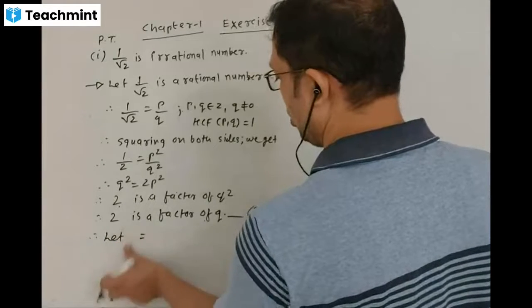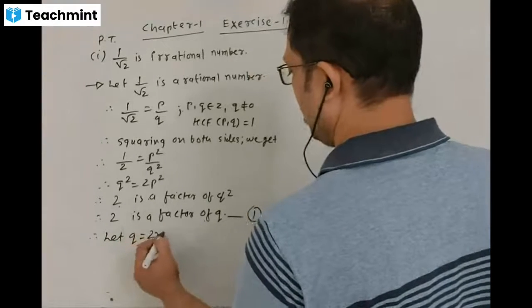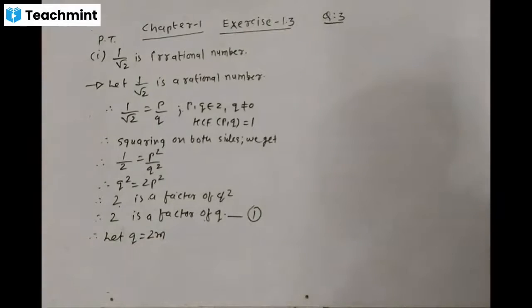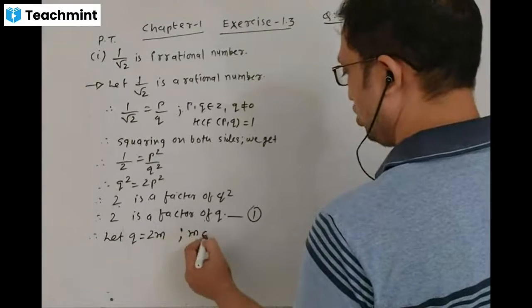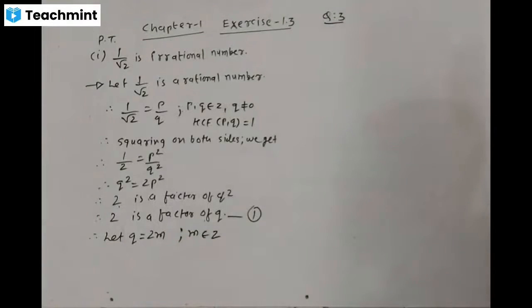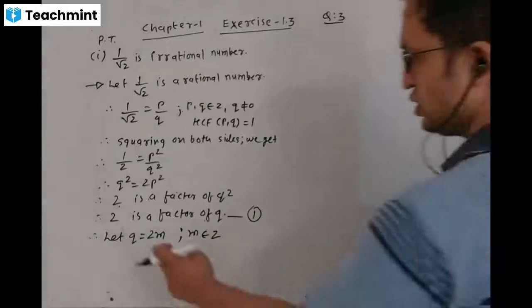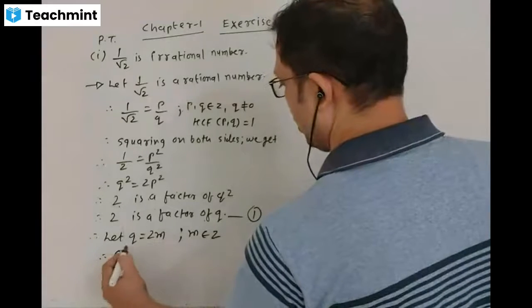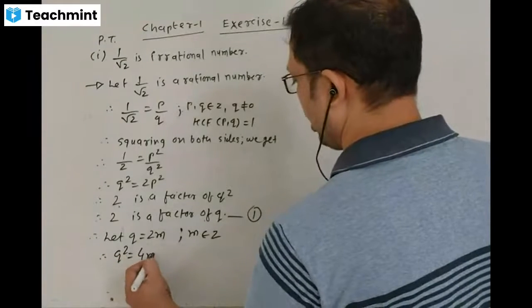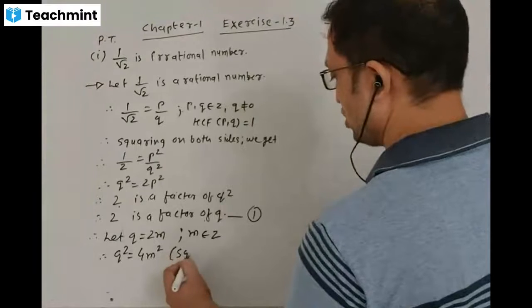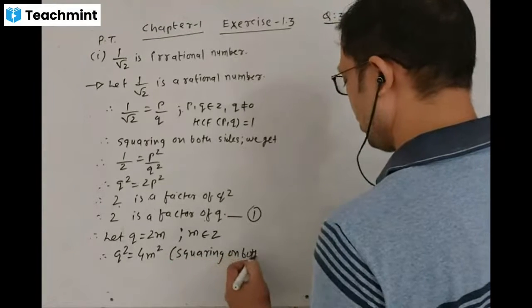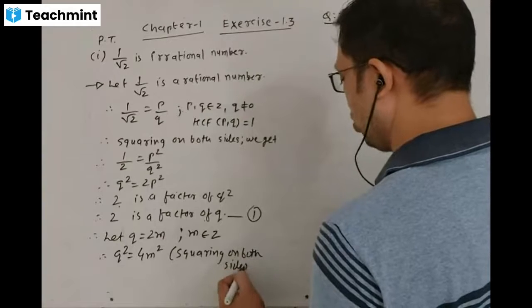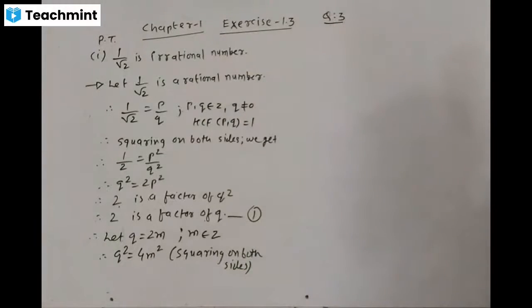Let q is equal to 2m, where m belongs to Z. m is an integer. Squaring on both the sides, q square is equal to 4m square, because squaring on both sides.